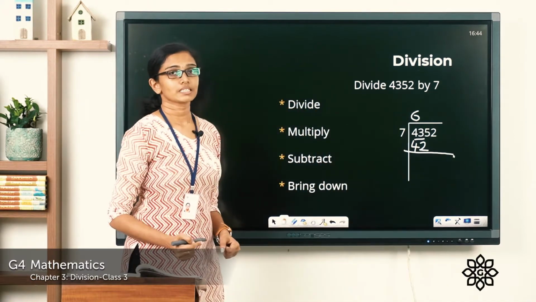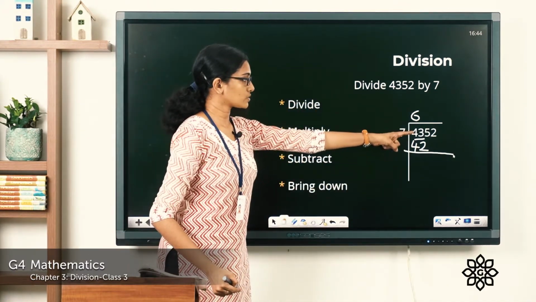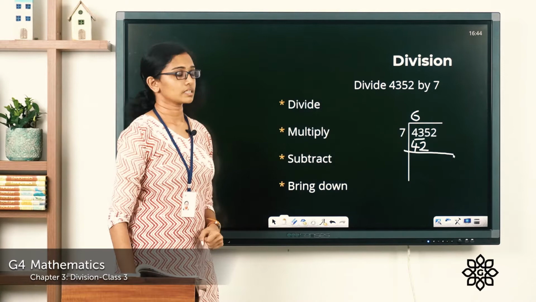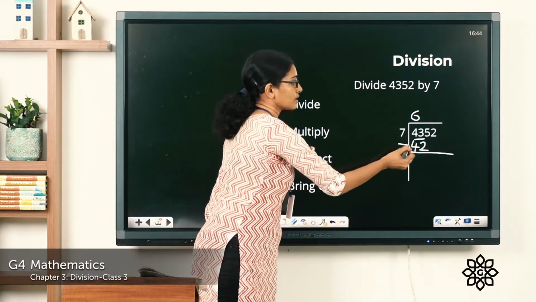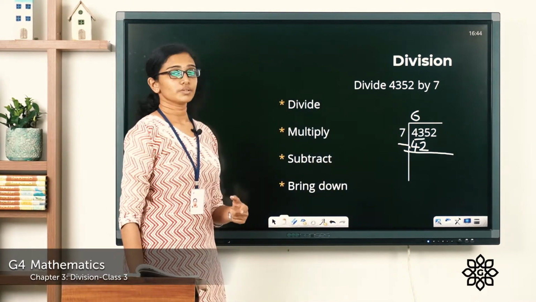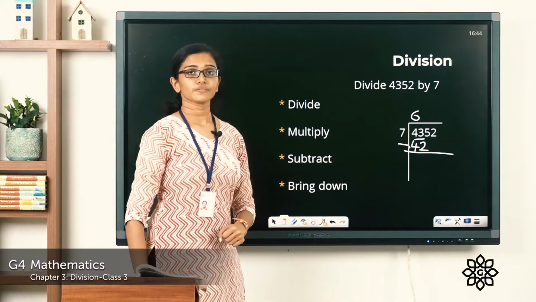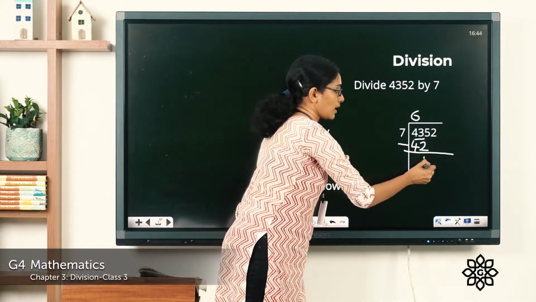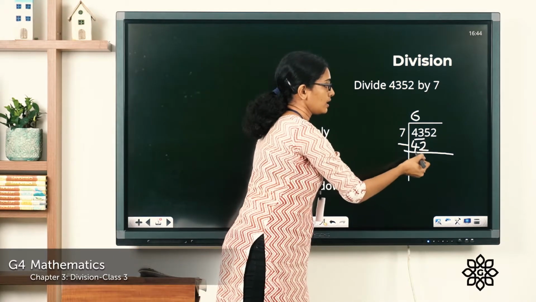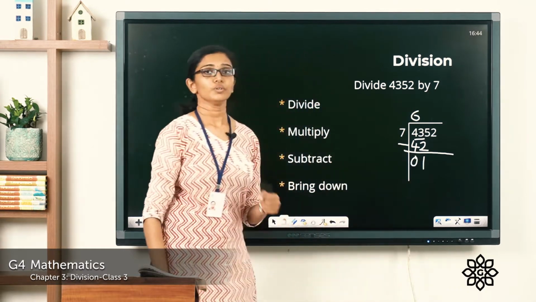Now what is the next step? The next step is to subtract these two numbers. So let's subtract. Subtracting these two numbers gives what? 43 minus 42. It is equal to 1. 3 minus 2 is equal to 1. 4 minus 4 is equal to 0.